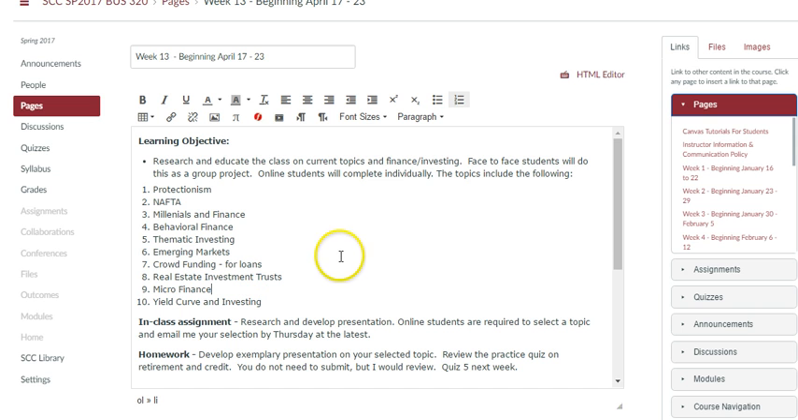Microfinance, another topic, is about how to finance smaller or different types of business. So it's a different finance alternative that I want to learn about. I know very little about microfinance.